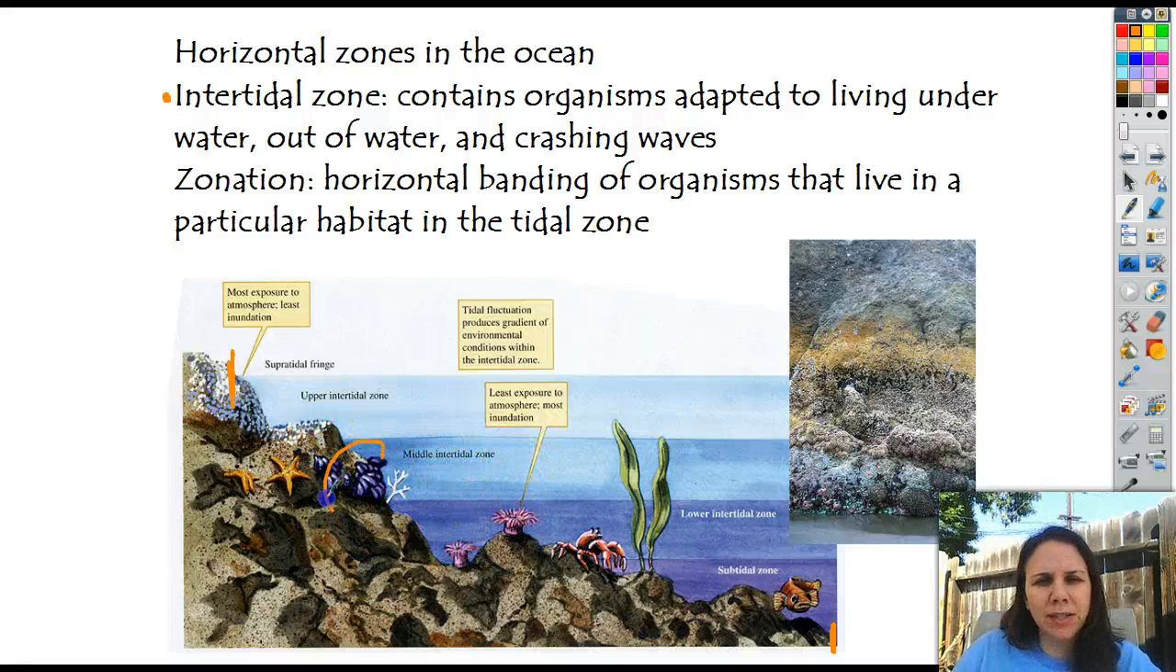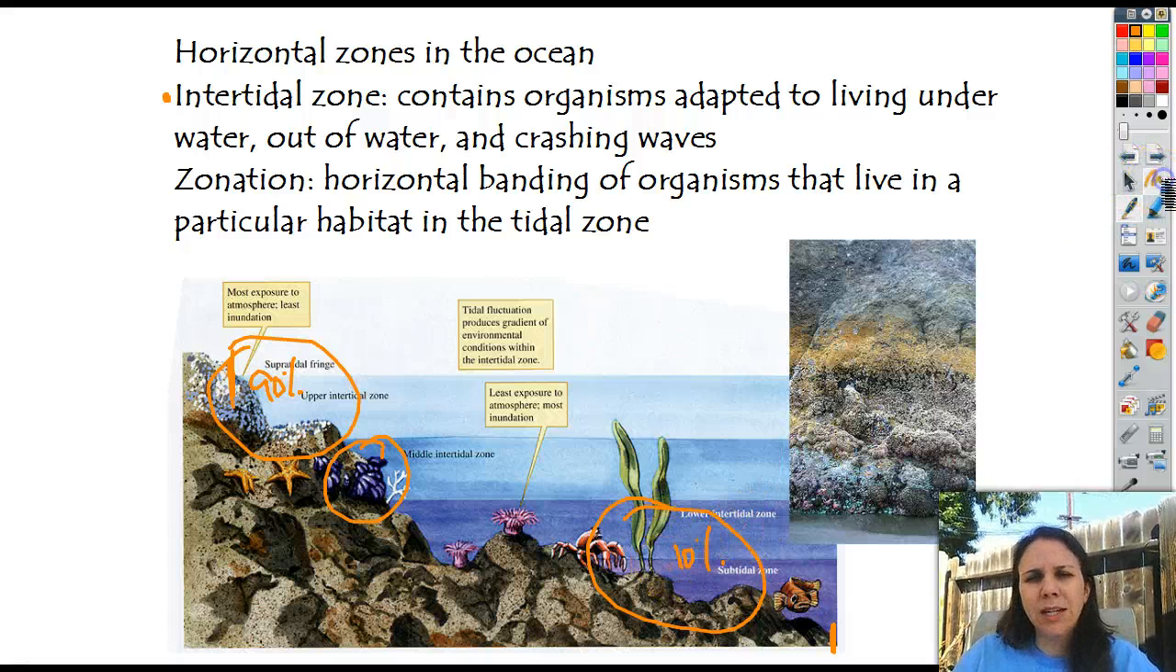You ever try to pull a mussel off of a rock? It's darn near impossible, because they have the ability to hold on to stuff super tight, so that the waves don't break them off and make them go away. Now the thing is, the animals that live in this upper zone are in the air, say, 90% of the time, whereas these guys are in the air like 10% of the time. So these guys up here need to deal with a lot of air, not so much water, whereas these guys down here need to deal with a lot of water, not so much air.